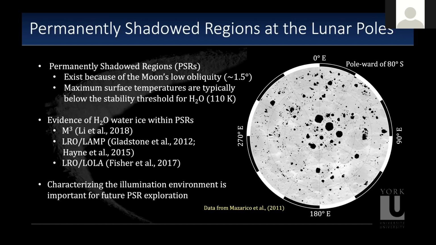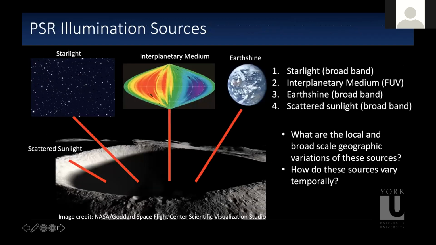So in order to study these regions, it's important to understand what illumination sources are available. And it's particularly important for the future exploration of these regions because it can help to guide the design and selection of future instrumentation that we send to these areas. Although these regions don't receive direct sunlight, they're exposed to other sources of illumination, and there are four primary sources. The first is starlight, which is a very faint source, and this is also a broadband source.